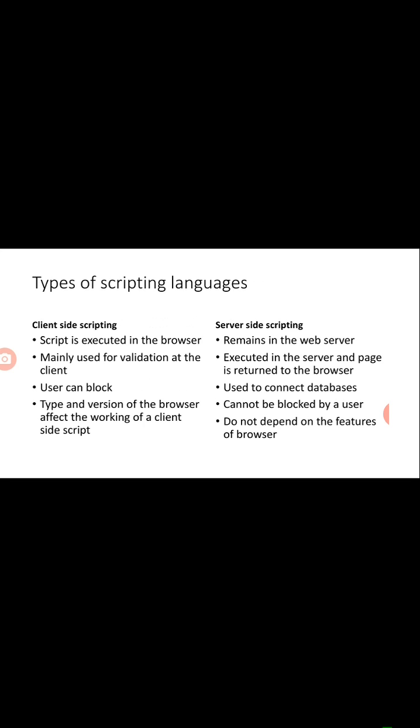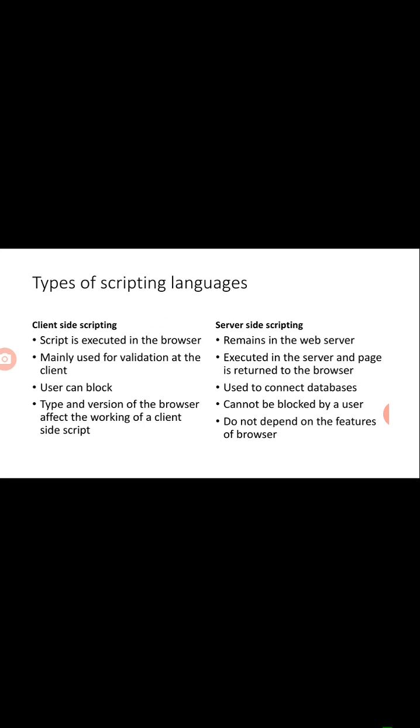So there are two types of scripting languages: client side scripting and server side scripting. We can look at the differences between these two. In the case of client side scripting, the script is executed in the browser, whereas in the case of server side scripting, the script remains in the web server. Client side scripting is used for validation at the client, whereas server side script is executed in the server and the requested web page is returned to the browser.